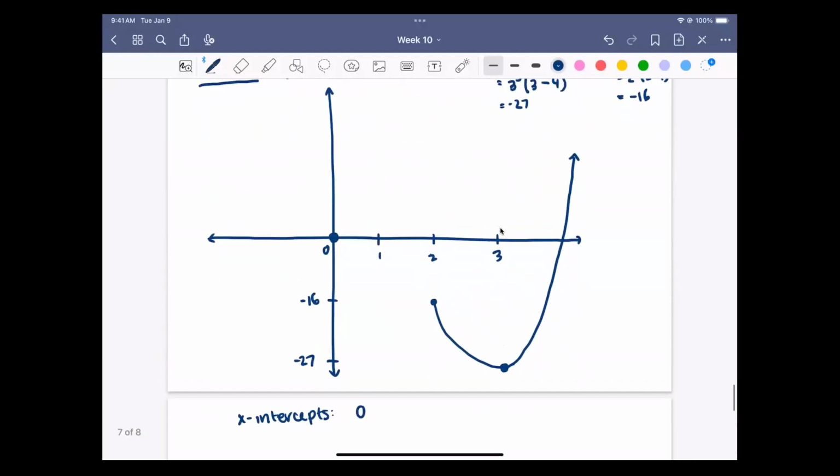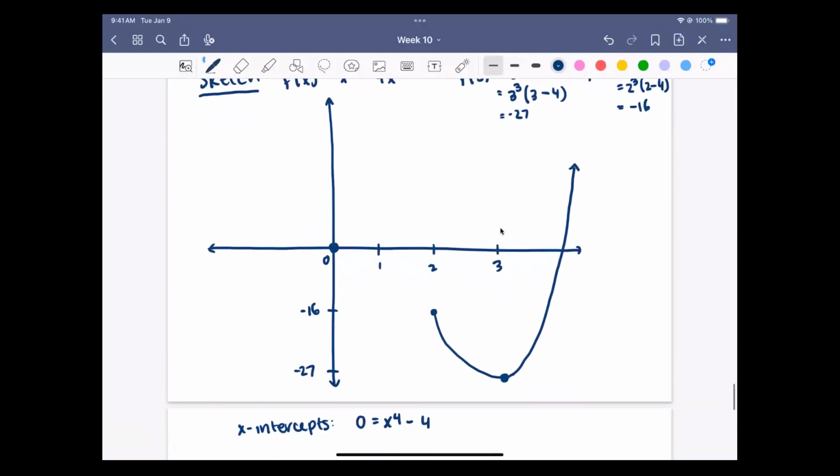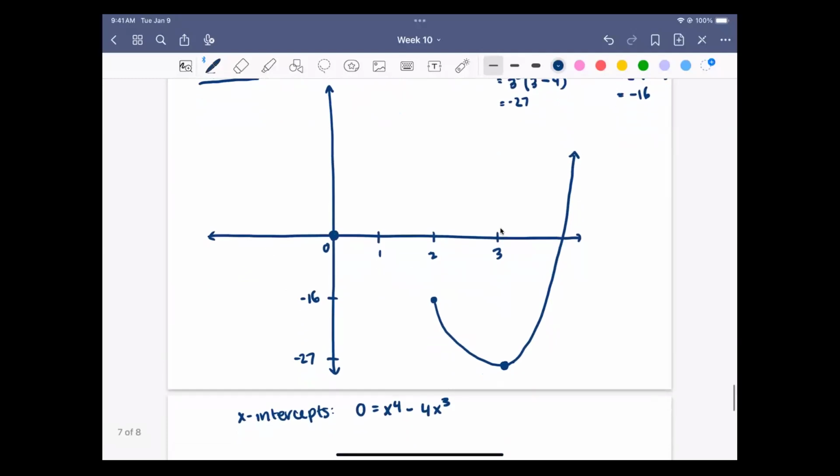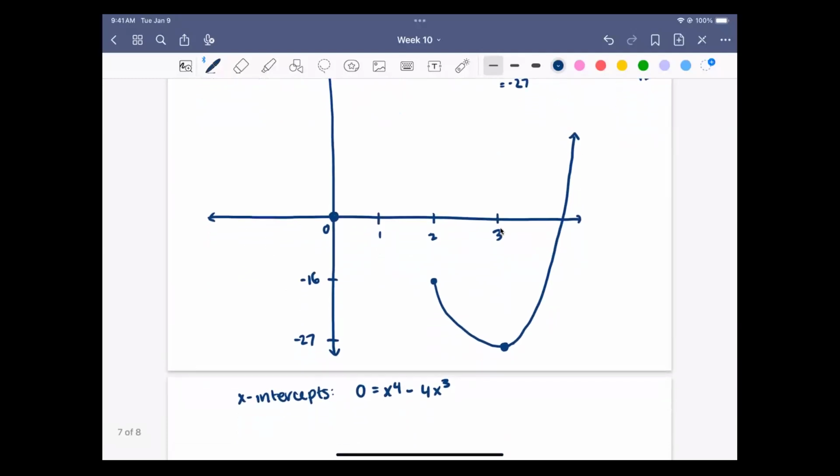So if I set f to 0, then 0 is equal to x to the 4th minus 4x cubed. Okay, so let's factor this. So we get x cubed times x minus 4. Okay, so my x-intercepts are at x equals 0 and x equals 4.